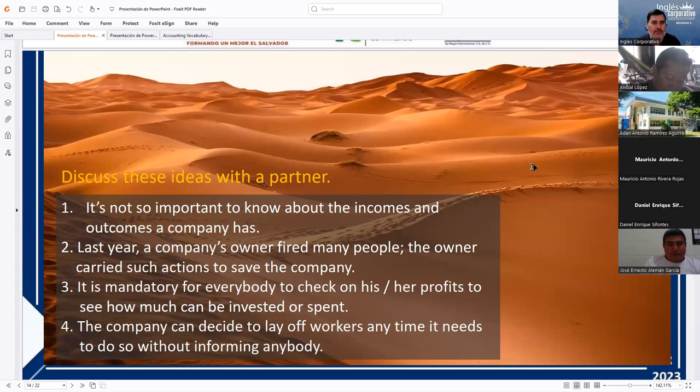Other questions. Is it true, or what's your opinion? It's not so important to know about the income and outcomes of a company. Not important, not necessary. It's confidential. For who can we say this? Is it important for a worker to know this? Is it important for non-administrative staff to know the incomes and outcomes of the company?